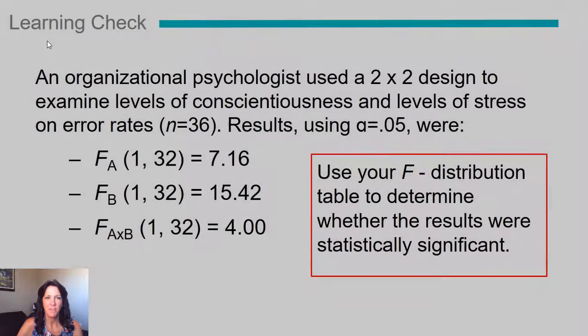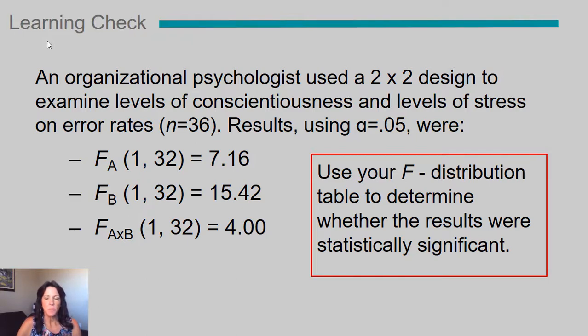Let's try another one. An organizational psychologist uses a 2x2 design to examine levels of conscientiousness and levels of stress on error rates. So we have two different factors on error rates. This time we had an N of 36. And here were the results as follows.